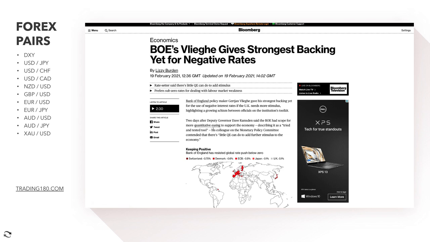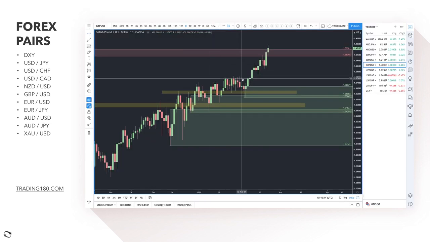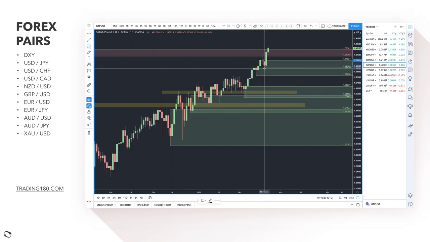So negative rates are, or basically Bank of England has resisted global rates pushed below zero, like Japan, the ECB, and Switzerland. So it has been a tough trade. If you have bought the pound and traded the pound higher and higher, well done for holding that trade. It has been a bit of a tough one, but I think overall this is coming really to the limits of its move.